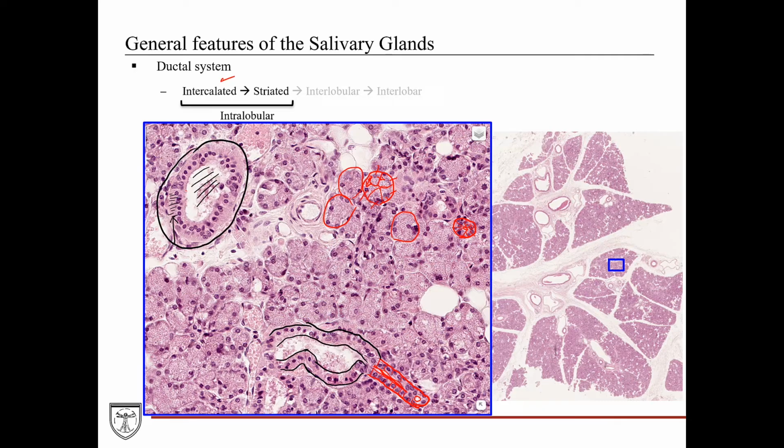And these striations within the cytoplasm of these columnar cells are formed by the cytoplasmic membrane infoldings as well as the high concentration of mitochondria that are occupying this region. So these are the two types of intralobular ducts of the salivary glands.